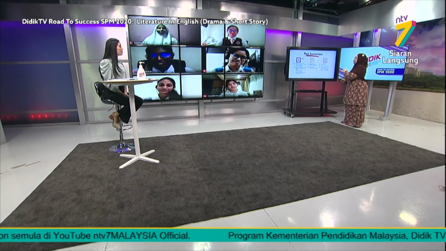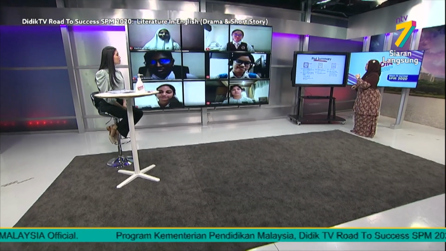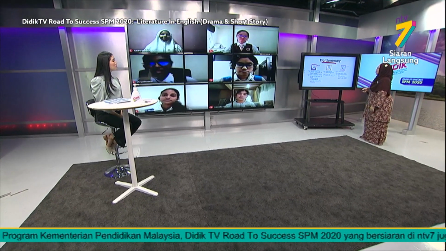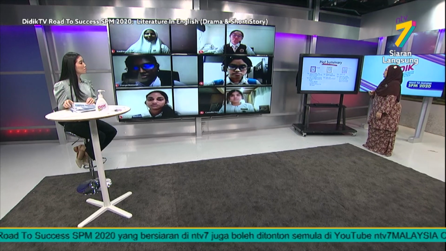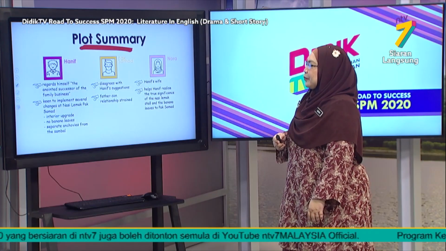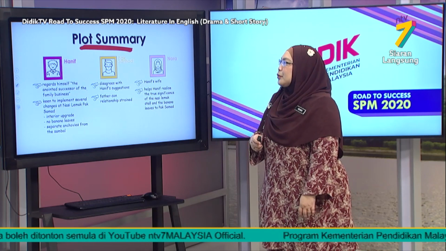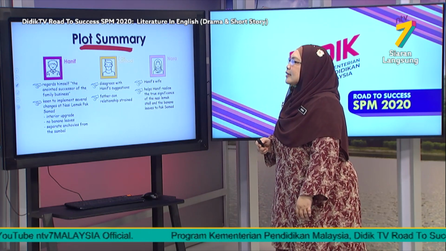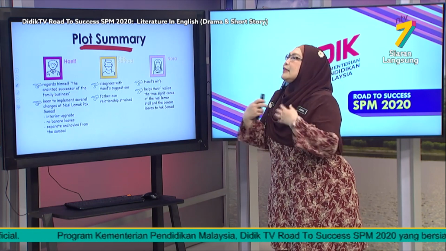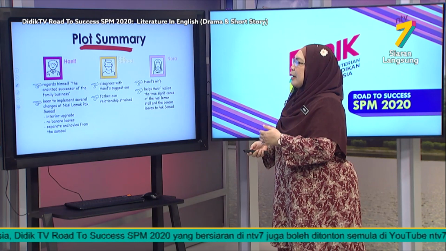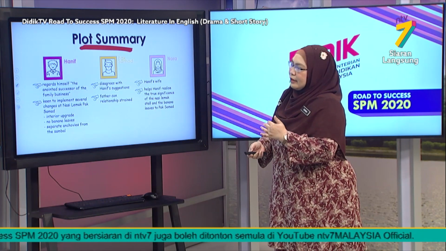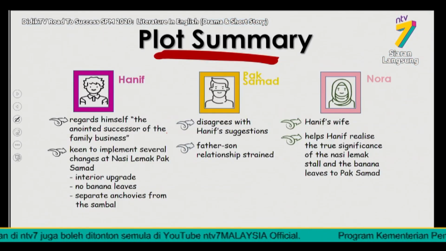We're going to look at the plot summary. These are the main characters in this short story: Hanif, his father Pak Samad, and Nora, his wife. Hanif regards himself as the anointed successor of the family business. He feels it's his right to take over, and he is keen to implement several changes at Nasi Lemak Pak Samad. These are the plans: an interior upgrade, no banana leaves, and separate the anchovies from the sambal.